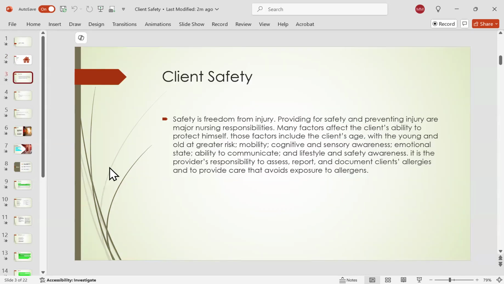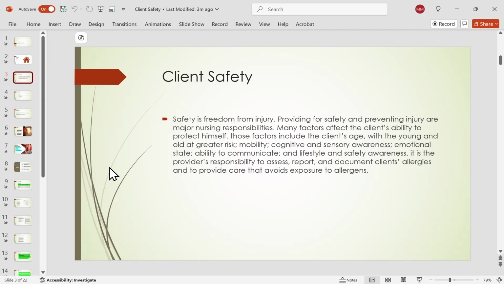So, what is safety? Safety means freedom from injury, and that's our responsibility as nurses to make sure that the clients are safe and we prevent any injuries that are preventable. And there are lots of factors that affect a client's ability to protect him or herself, things like their age. Remember, the very young and the very old are always at the greatest risk. How much mobility do they have? Are they independent with ambulation or do they need assistance?